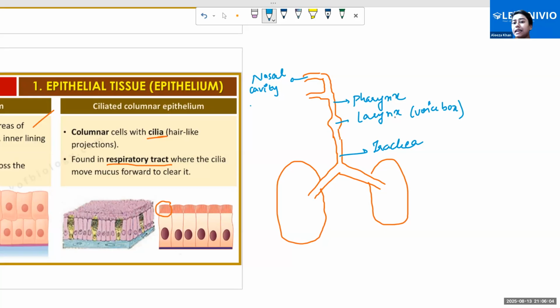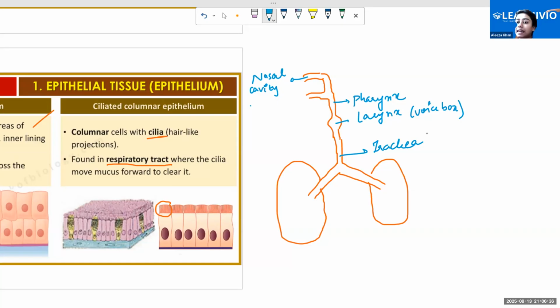Why are we calling larynx the voice box? Because your sound needs a medium to travel. If I am speaking, whenever the air is entering through my nasal cavity and reaching the larynx, it will cause my voice box to vibrate. That's why the sound is produced and I am able to communicate with you, due to the medium air. Because it is vibrating my voice box, that's why I'm able to speak.